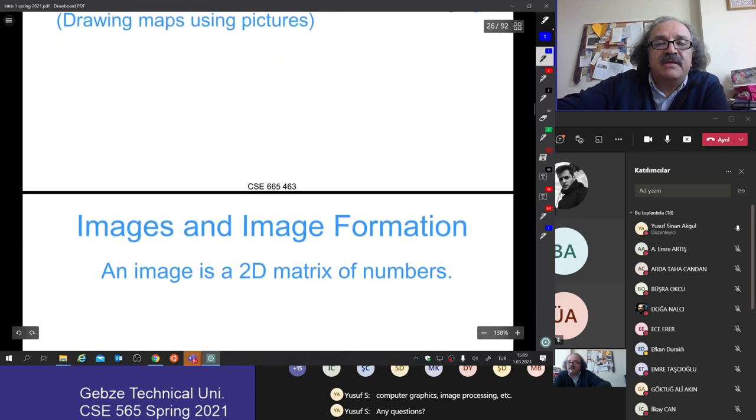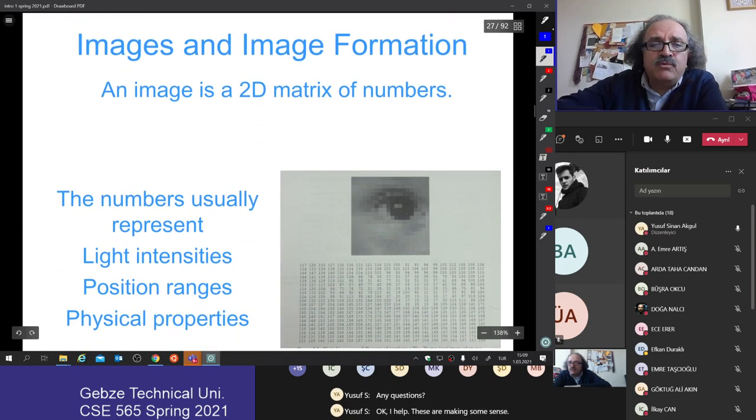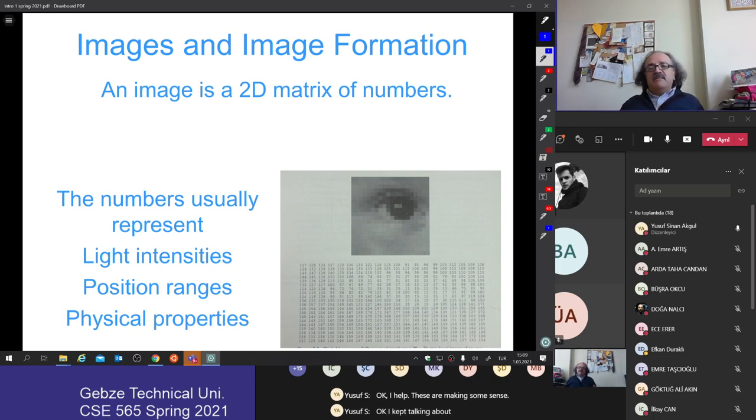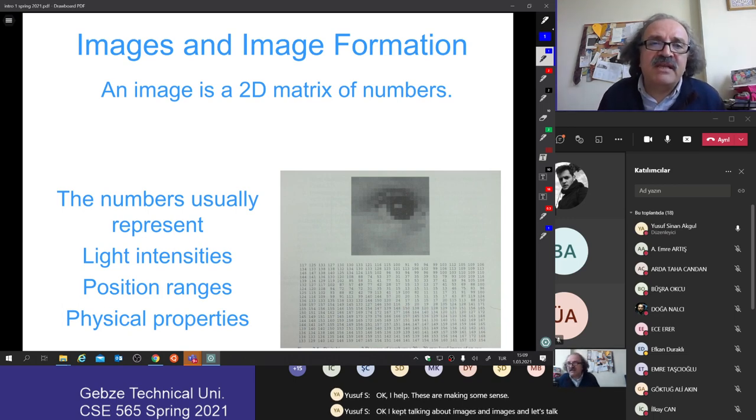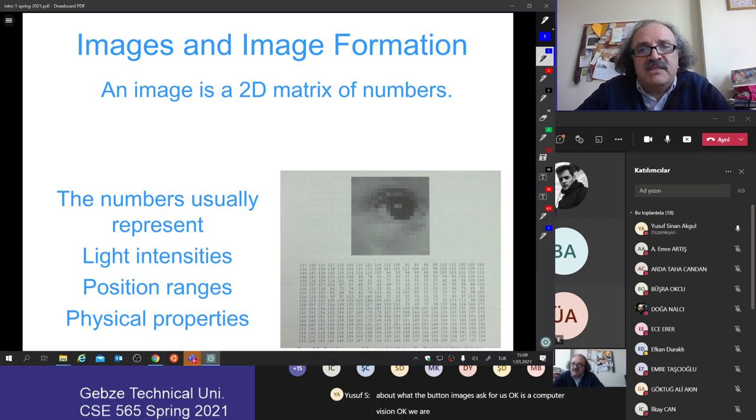Okay, I hope these are making some sense. I kept talking about images and images and images, and let's talk about what an image does for us as computer vision. We are talking about images, and we are going to talk about how we form these images.